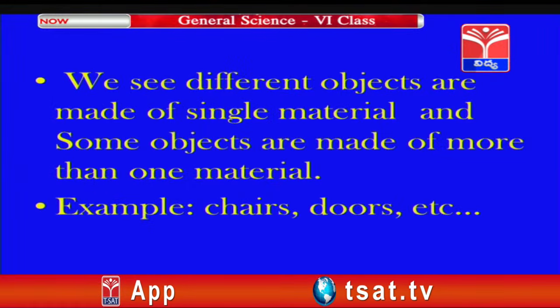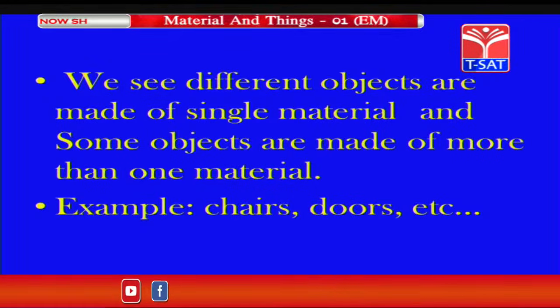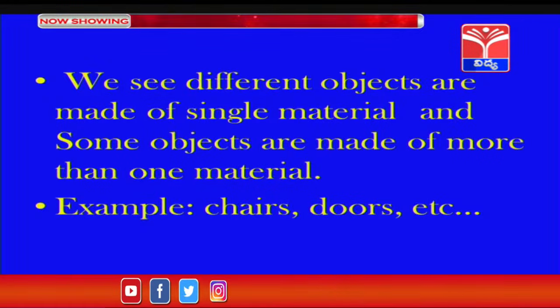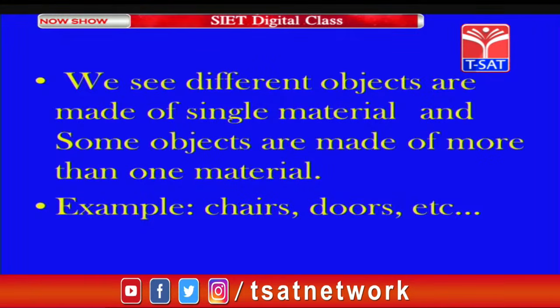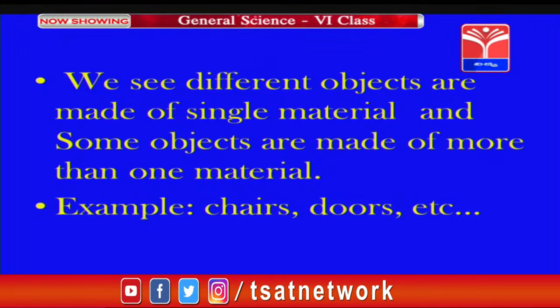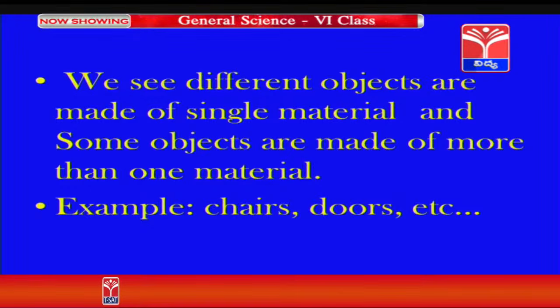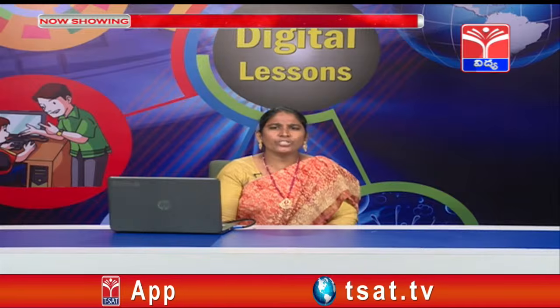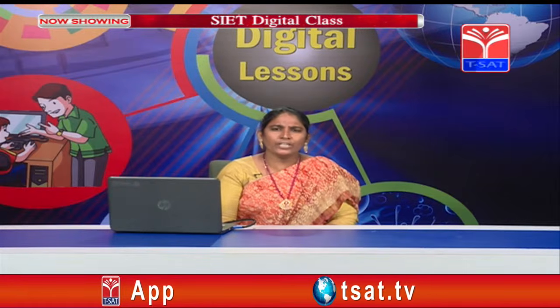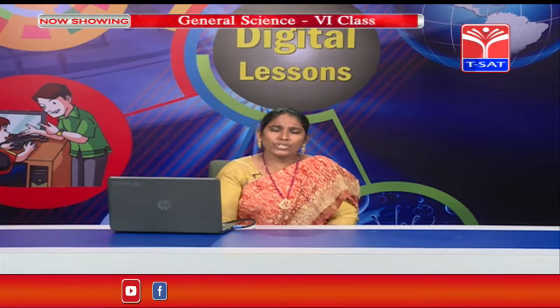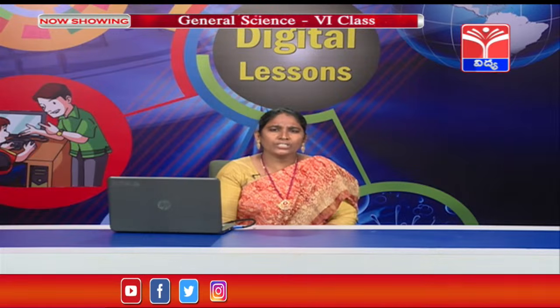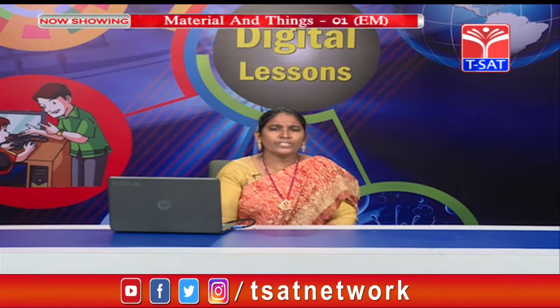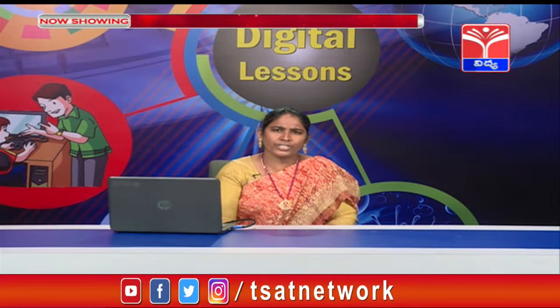With this we can conclude that different objects are made of single material and some objects are made of more than one material. Examples we have seen, children: chairs, doors, etc. Children, all of you are sitting on the chair and observing the TV, children? Yes. Now imagine what type of chair you are sitting in. Just look at your own chair and try to say which type of chair you are sitting in.